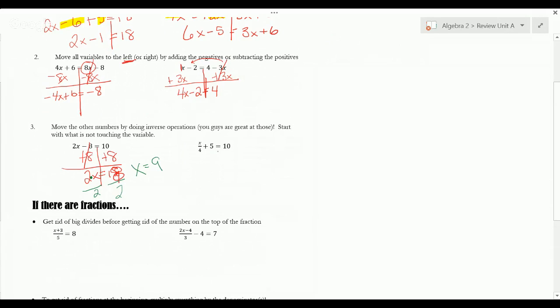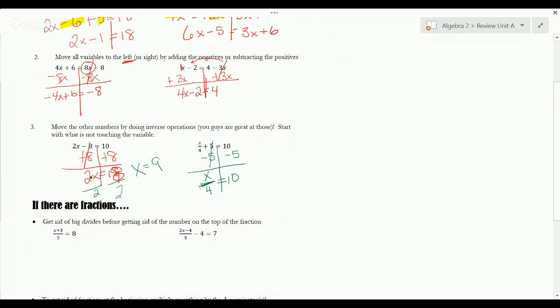All right, so let's do the same thing here. Now, I know a lot of you don't like fractions, but that's okay. Let's just take care of the number not with the x, because that's attached to the x. Let's get rid of this plus 5. To get rid of a plus 5, I subtract 5. Now I cross the 5s off, because 5 minus 5 is 0. So now I have x over 4 is 10.